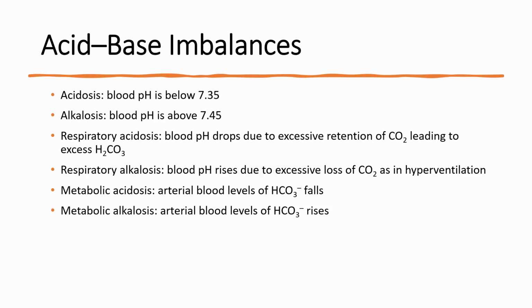Now, acid-base imbalances. Acidosis is when blood pH is below 7.35. Alkalosis is when blood pH is above 7.45. Respiratory acidosis: blood pH drops due to excessive retention of CO2, leading to excess carbonic acid. Again, we look at the CO2 to know if it's a respiratory acidosis or alkalosis. We look at bicarb to know if it's a metabolic acidosis or alkalosis.